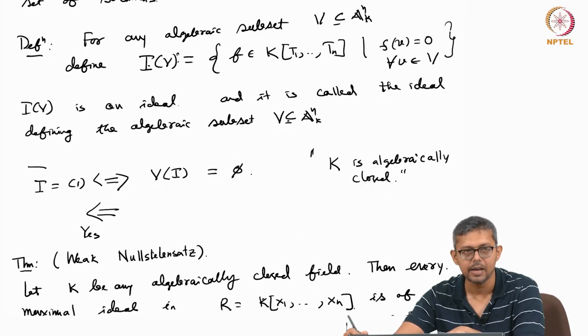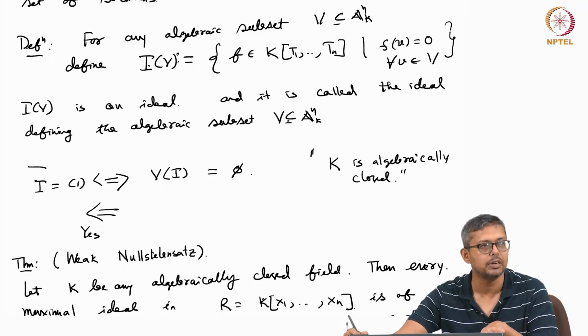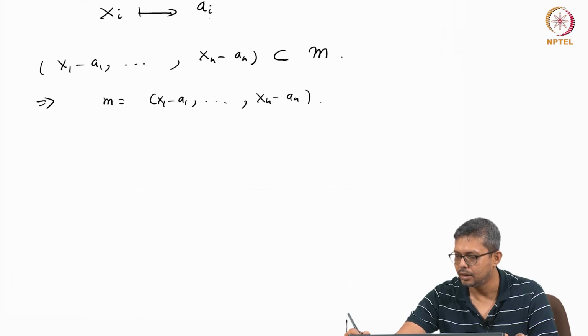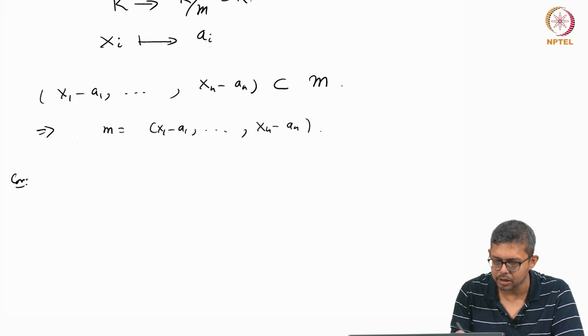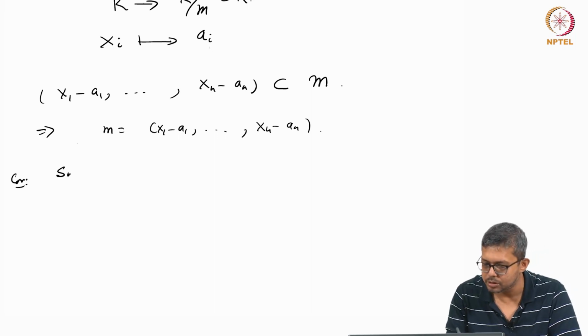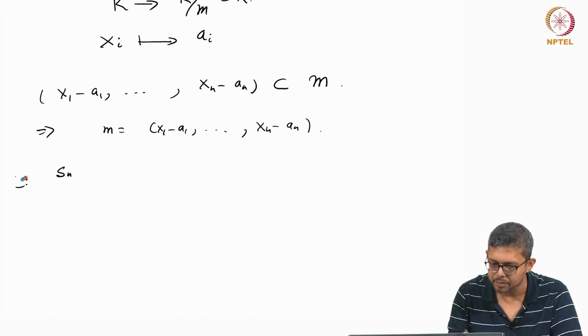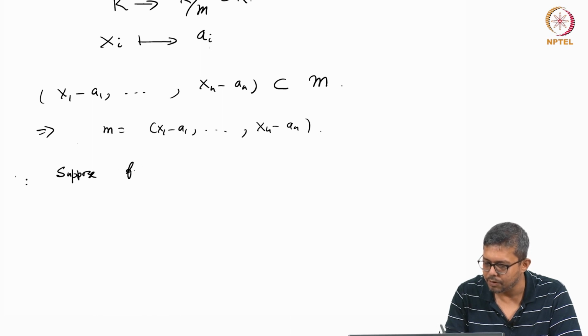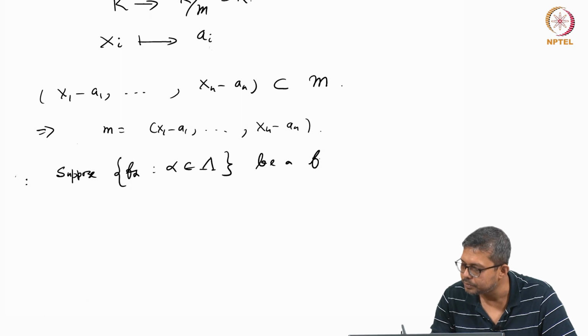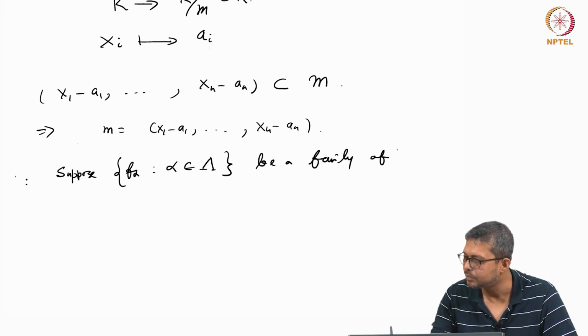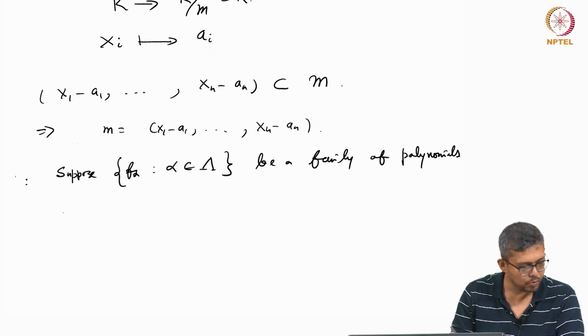Okay. So, now how does this help you to prove the one which I was saying, that if V(I) is empty, then I is the unit ideal, right. So, as a corollary or consequence, the second part: suppose F_alpha, alpha belongs to Lambda, is a family of polynomials with no common zeros.